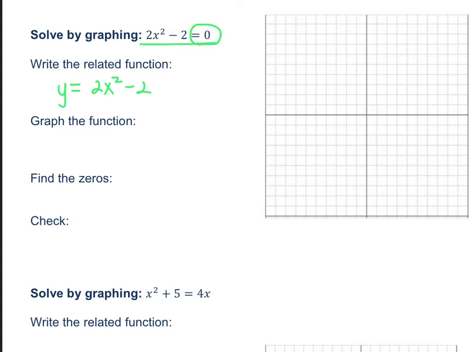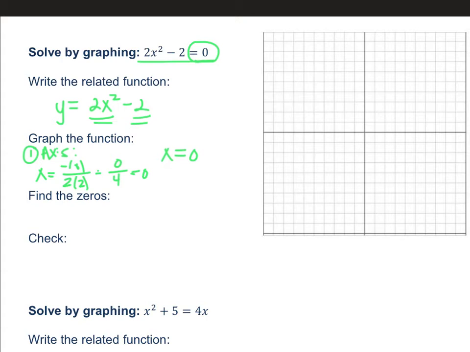Not a ton of space here, but remember the first thing you're going to find is your axis of symmetry. That's your x equals -b over 2a. You notice here's your ax squared and there's your c value, so our b does equal 0. So you're going to have a -0 over 2 times a. 0 divided by 4 is 0. So our axis of symmetry is x equals 0. We can go ahead and put that on our graph.